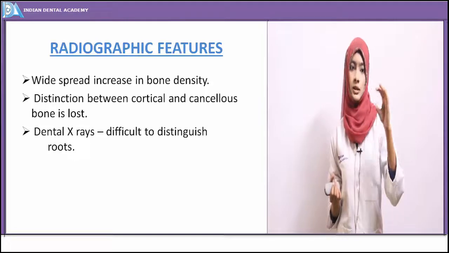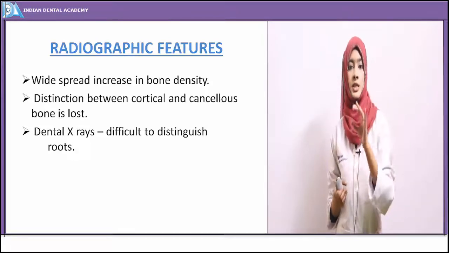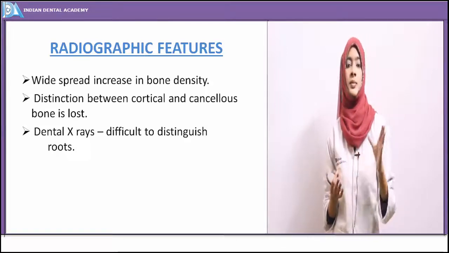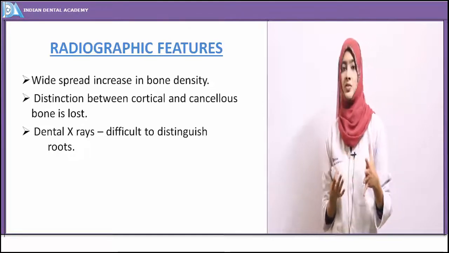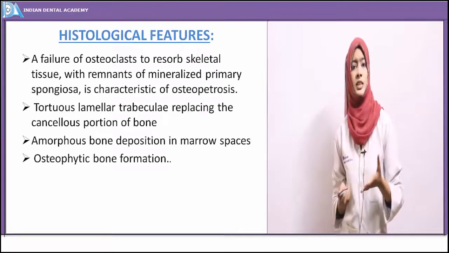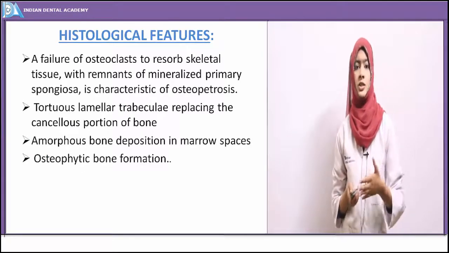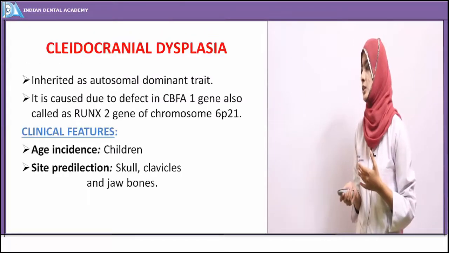Then when we see only the vertebrae of the individuals, we can see increased bone deposition. So that is given the term Rugger-Jersey sign. These two are characteristic features, and histologically also, as we have seen, there is increased presence of osteoid deposition, and osteophytic bone formation is seen.